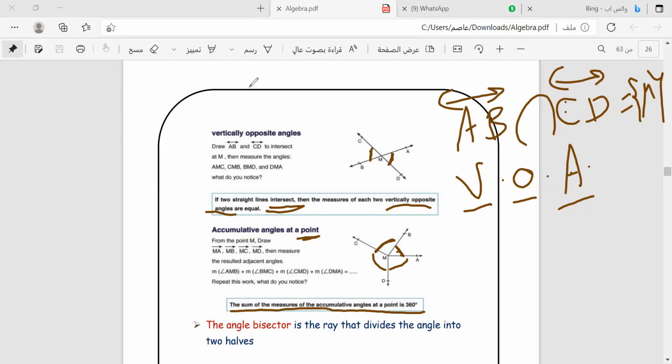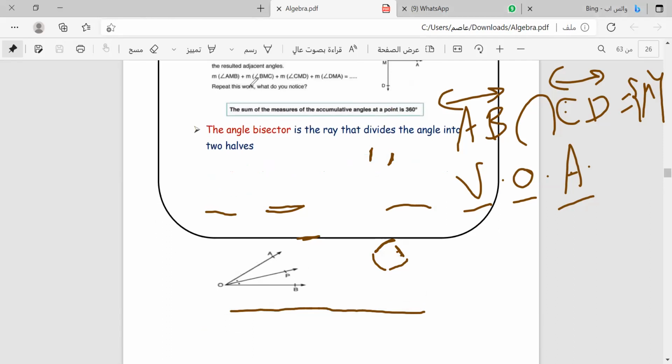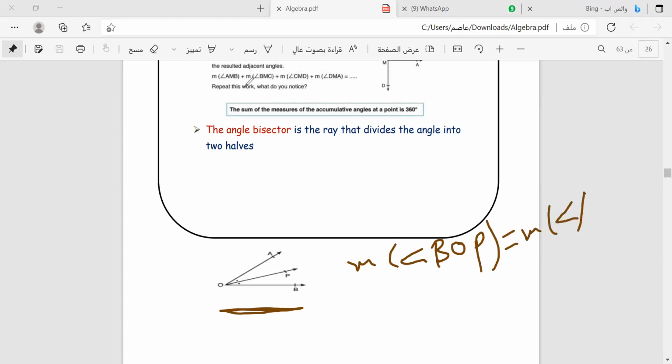Okay. The last thing in this part is called the angle bisector. The angle bisector is the ray that divides the angle into two halves. In this figure, angle BOA, OP is the ray which divides the angle into two halves, and the measure of angle BOP equals the measure of angle AOP. So OP is called the bisector.